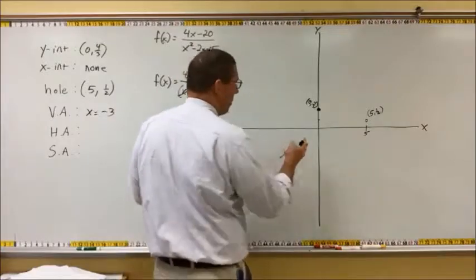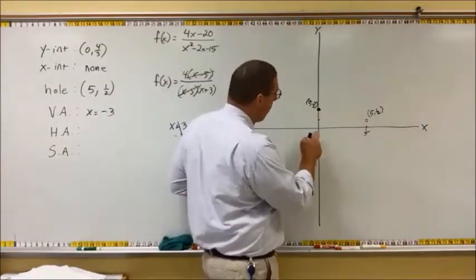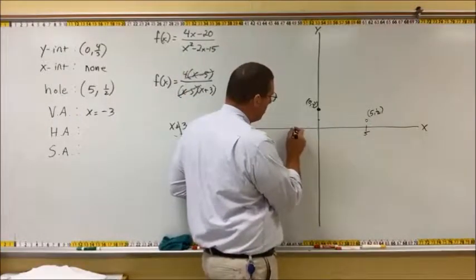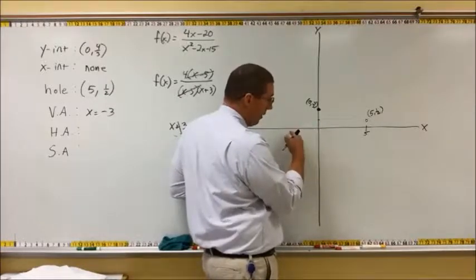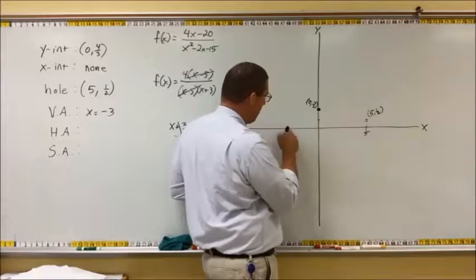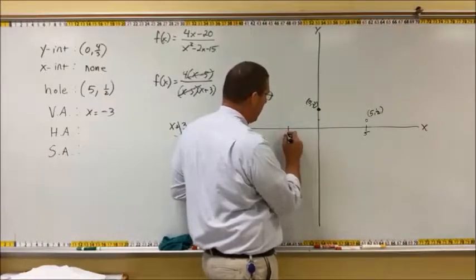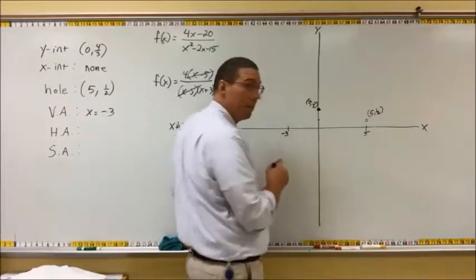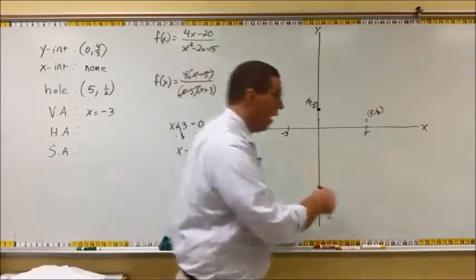So we're going to go over here to approximately where negative 3 would be. I'm just guessing. It's obviously on the negative side of the x-axis, and we don't want to quite go as far as 5, so let's go right here, and we'll call that x equals negative 3. And there we're going to draw a vertical line.